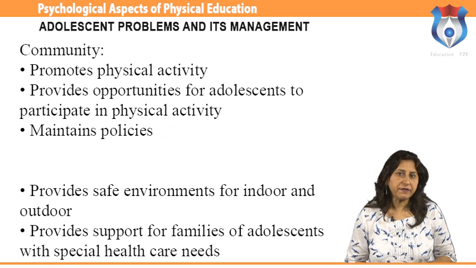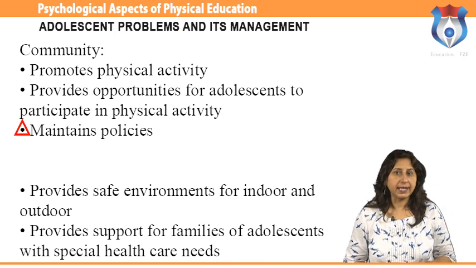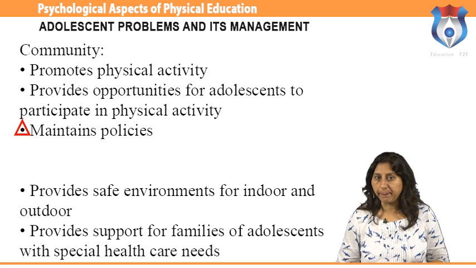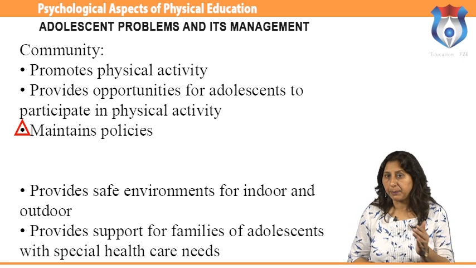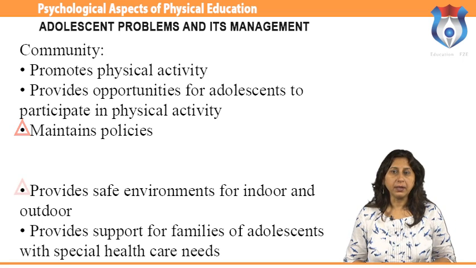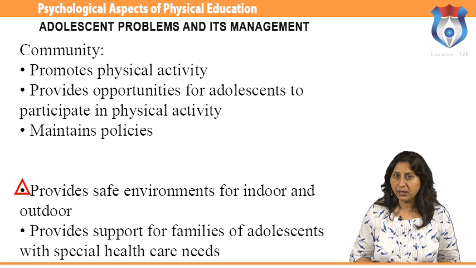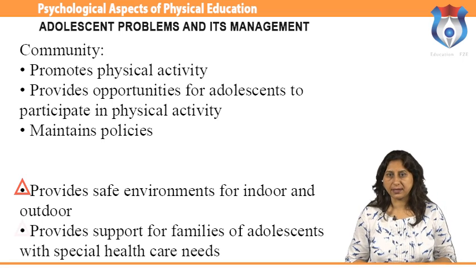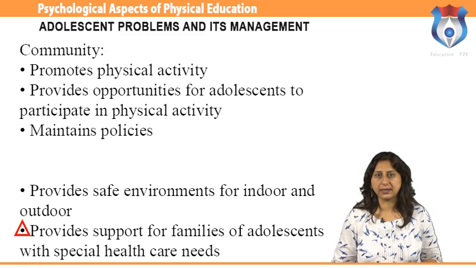Community promotes physical activity, provides opportunities for adolescents to participate in physical activity, maintains policies, for example, preservation of green space, and provides environmental support, for example, well-maintained sidewalks, bicycle racks outside public facilities that promote physical activity. Provide safe environments for indoor and outdoor physical activity, for example, walking and biking paths, playgrounds, parks, recreation centers. Provide support for families of adolescents with special health care needs.